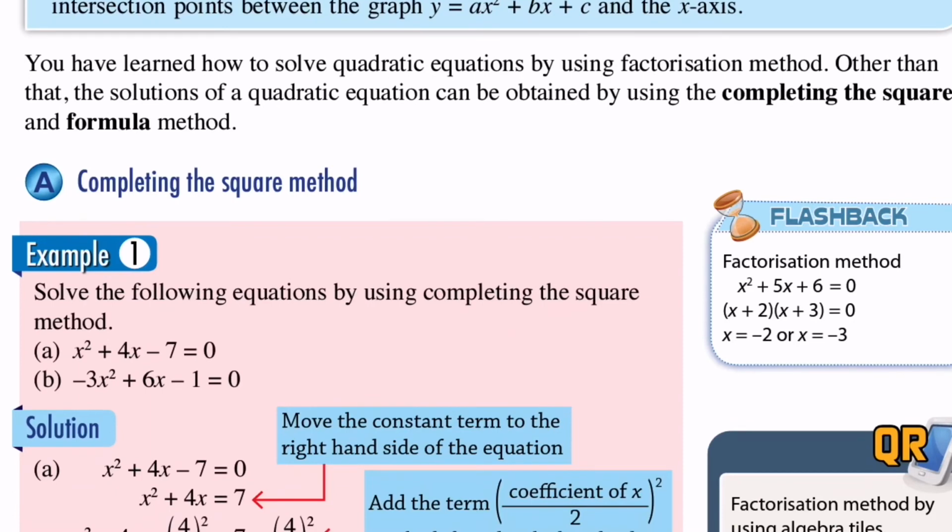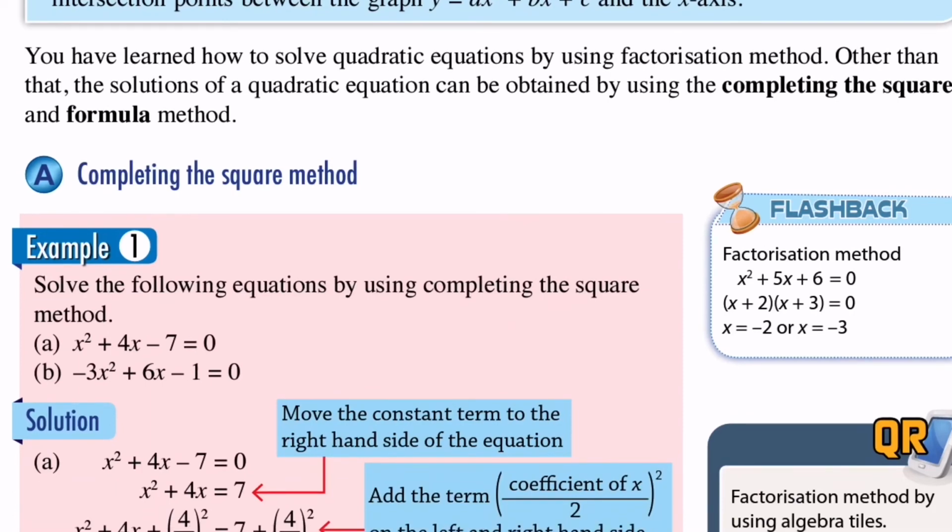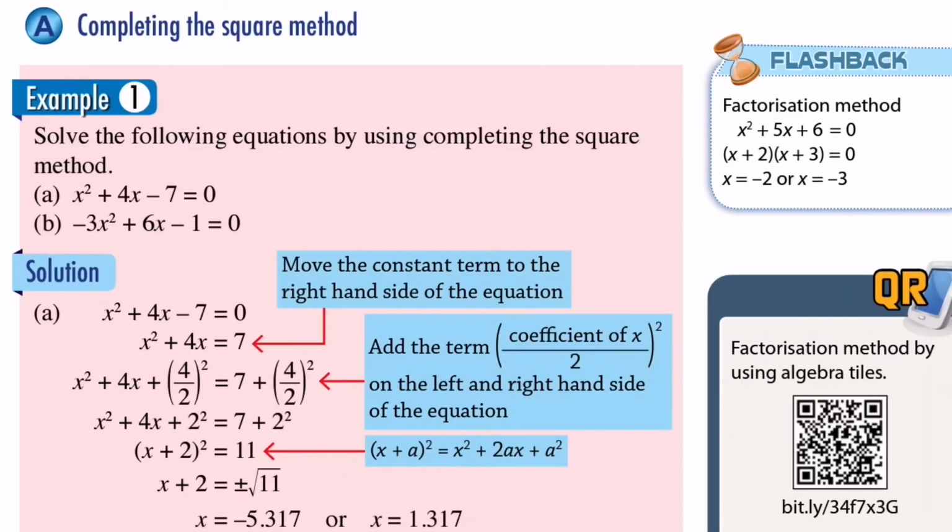Okay, follow the steps. The first step is you must move the constant term to the right-hand side of the equation. Then you add a term: the coefficient of x, divided by 2, and then squared. So remember, divide by 2 and then square. Your coefficient of x is your b, actually 4. 4 divided by 2, so you add (4 divided by 2) squared. So, x squared plus 4x plus (4 over 2) squared equals 7 plus (4 over 2) squared, on both sides. And then you simplify.